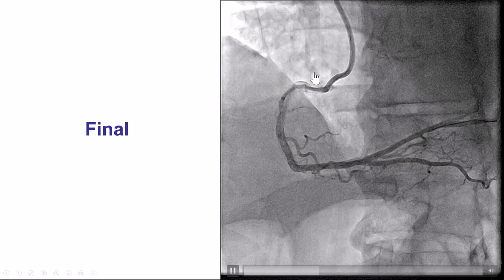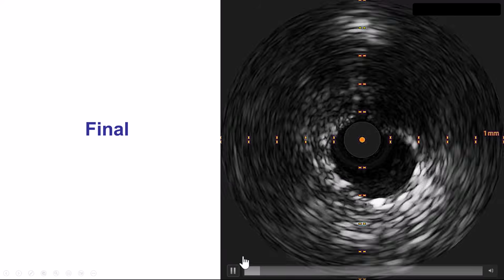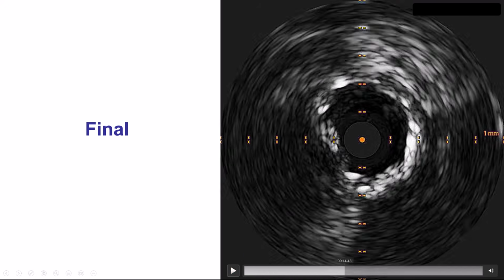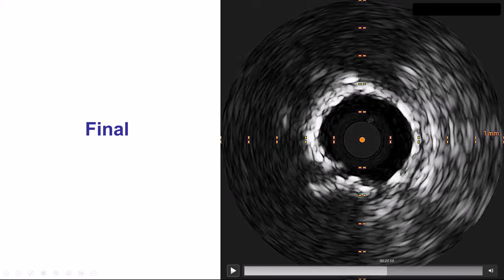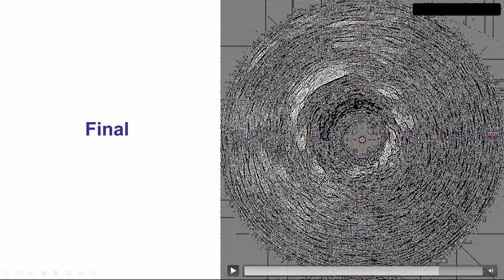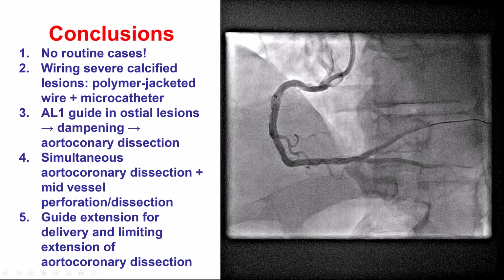TIMI 3 flow into the right coronary artery and flow back into the aorta. This is intravascular ultrasound, and we do have decent stent expansion. It's not perfect, but for heavily calcified lesions, perfect can be the enemy of the good. We do have a good enough expansion of the stent, both the mid and the proximal right coronary artery.